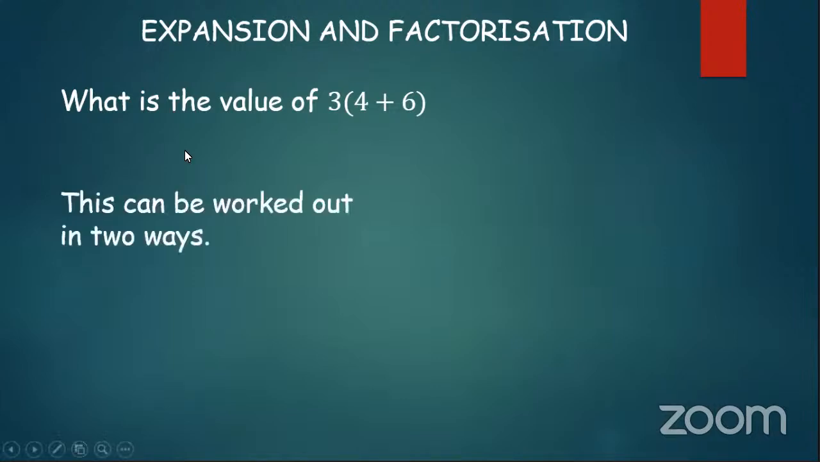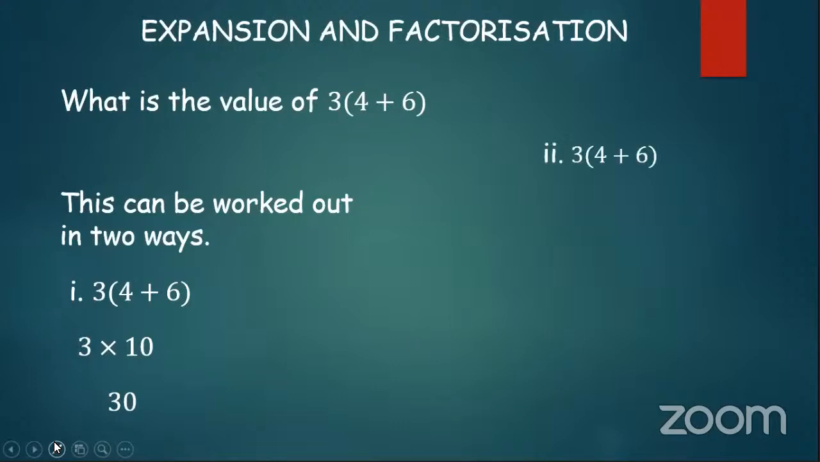So we are saying this can be worked out in 2 ways. The first one is what our friend had suggested, that we first deal with the bracket and we get what is inside the bracket, which is 4 plus 6. And then 4 plus 6 would give us 10. So we get 3 times 10, and that would give us 30. So that is one of the ways.